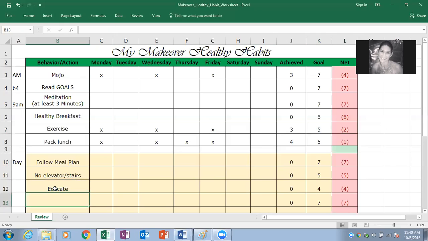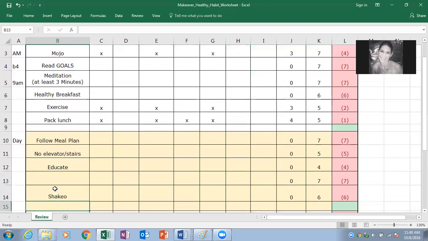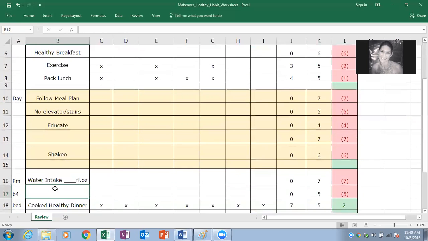So even if it's only 10 minutes a day, trust me, by the end of 6 weeks, you will know a lot more about yourself than you did when you got started, all right? To me, I want to make sure I have my shake during the day. But whatever it is that you do, so PM would be before you go to bed. All right, you want to make sure you drank your water.